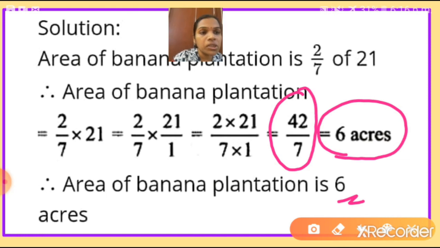So the first step is what? Area of banana plantation is 2 upon 7 of 21. We have to write 2 upon 7 into 21. The whole number 21, what is the denominator of that? 21 upon 1. So we multiply numerator into numerator upon denominator into denominator. Your answer is 42 upon 7. After 42, you have to divide by 7. What will you get? Yes, 6. So that is your answer. Area of banana plantation is 6 acres. I hope you understood. Yes, children, shall I go to the next?